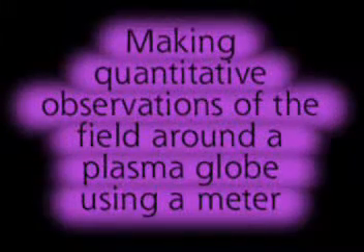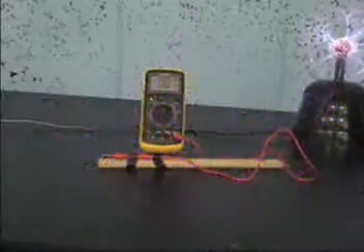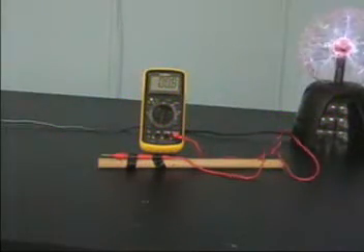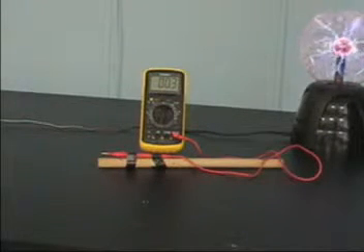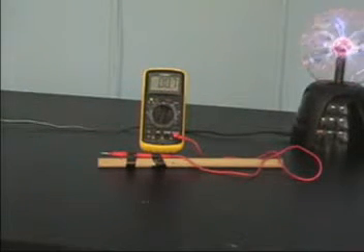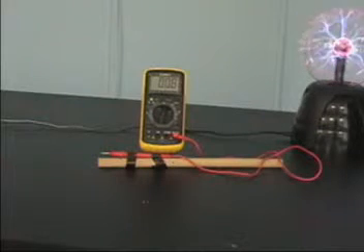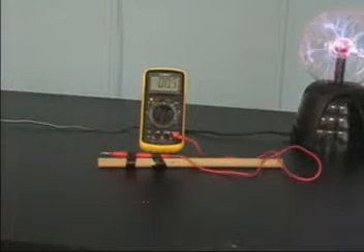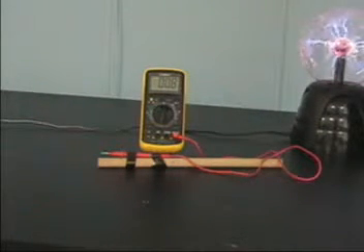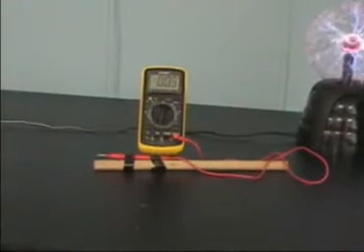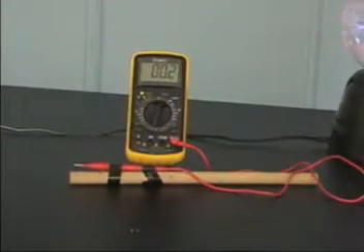Making quantitative observations of the field around a plasma globe using a meter. To complete some rough quantitative tests of the electric field, we will use a multimeter set for AC readings with a wire connected to the positive terminal. The other end of the wire will be the probe, but to avoid the effects of our body's conductivity, it is best to use a dowel rod as a handle.